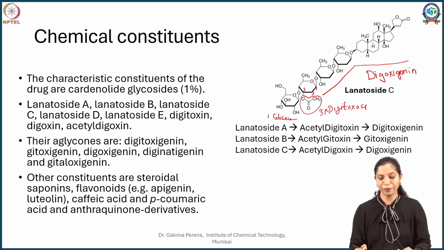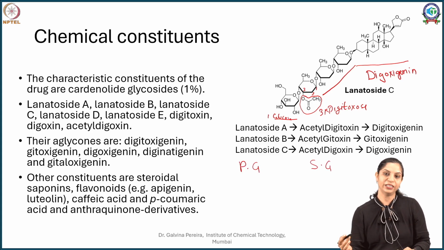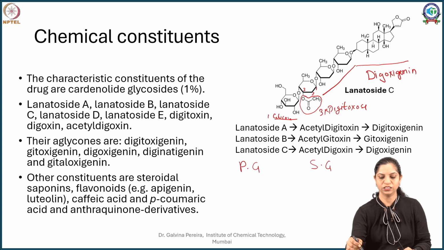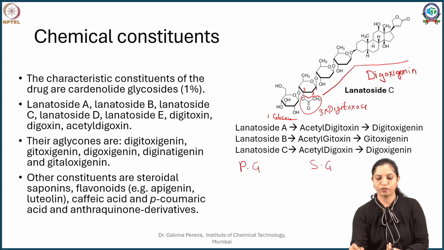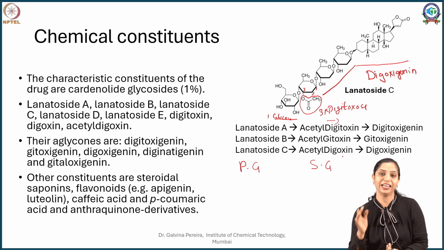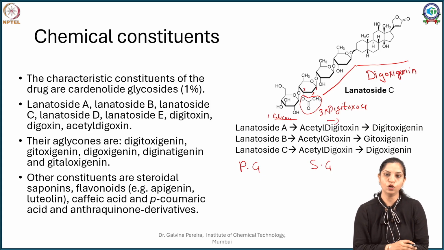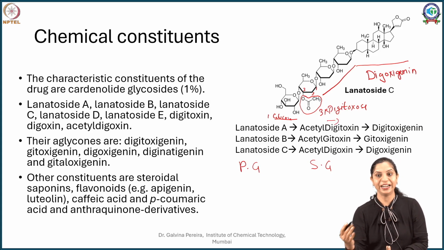So you will have primary glycosides, lanatoside A, B, C and so on. You will have your secondary glycosides. Secondary glycosides in this case will retain the acetyl, but later on this acetyl can also be hydrolyzed. After the acetyl is hydrolyzed, you will get digitoxin, gitoxin and digoxin. Yes, hydrolysis of this acetyl group is also possible. Then in the end, when complete hydrolysis is done, you get the corresponding genin. So you will get digitoxigenin, gitoxigenin, digoxigenin and so on.